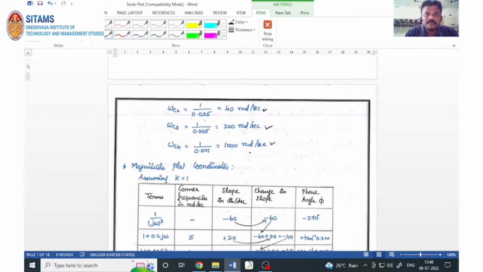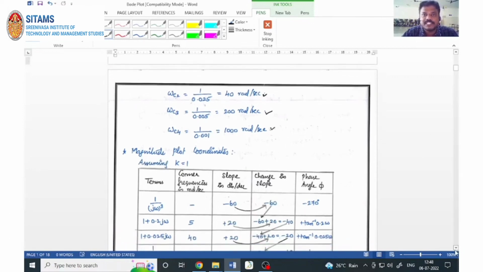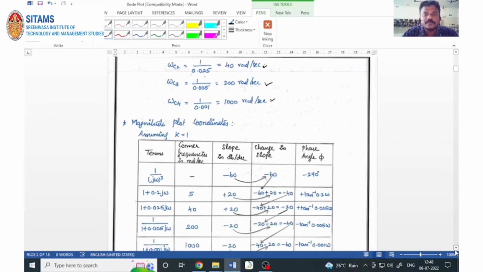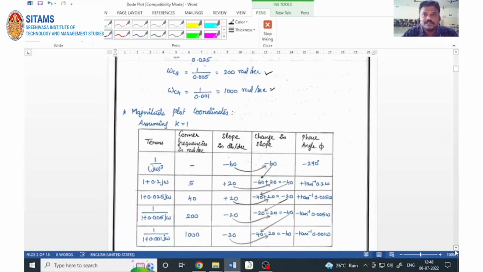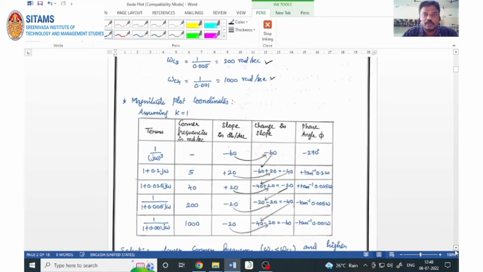Then the second major step is to determine the magnitude plot coordinates. For that we need to form a table that contains the corner frequency of each term, the slope of each term, the slope change of each term, and the phase angle contributed by each term in the transfer function. Before that, we need to assume the given gain of the system K is equal to 1. With this assumption we fill out the table.